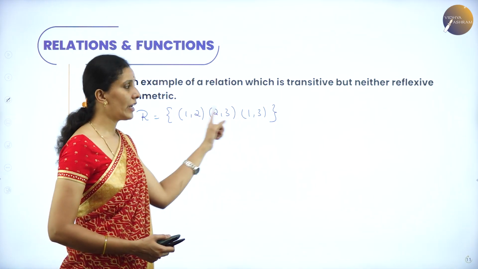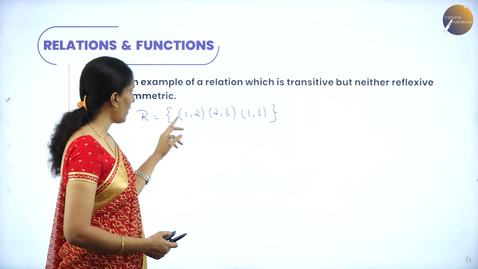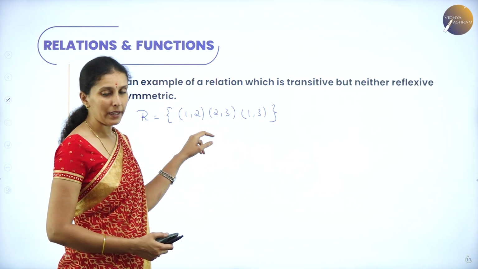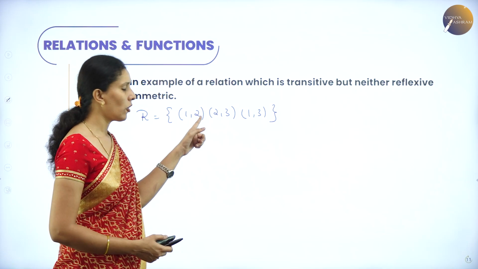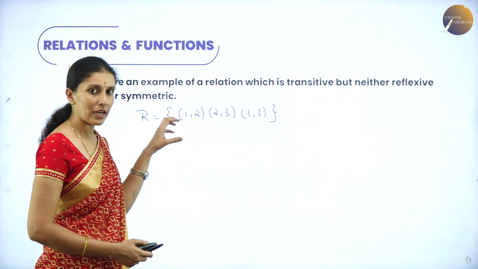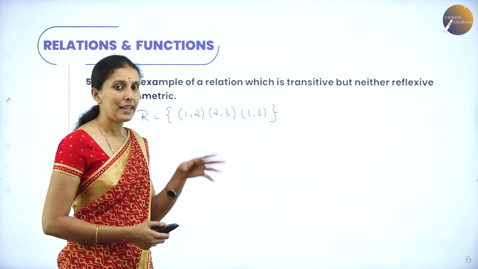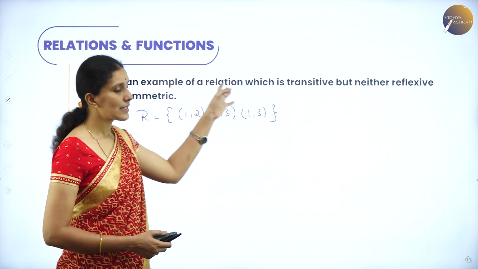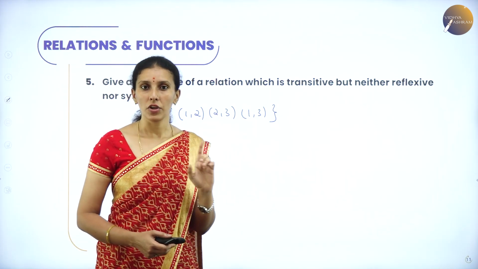So this is an example for a relation which is only transitive but not symmetric, not reflexive. We don't find any element in the form of (a, a), therefore it is not reflexive. We find an element in the form of (a, b), but we cannot find an element in the form of (b, a) because we have (1, 2) but we don't have (2, 1). Hence it is not symmetric. So I can give any relation to show that it is a relation which is only transitive but neither reflexive nor symmetric.